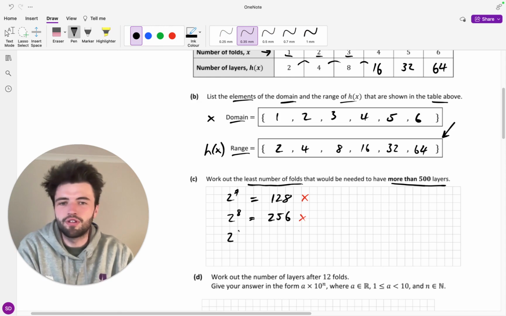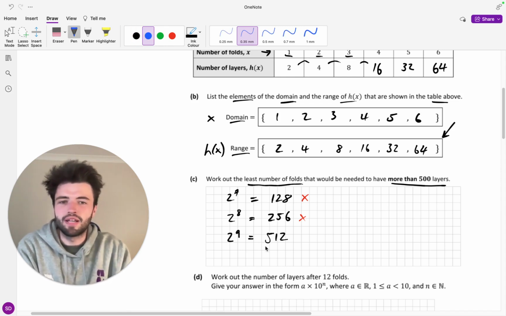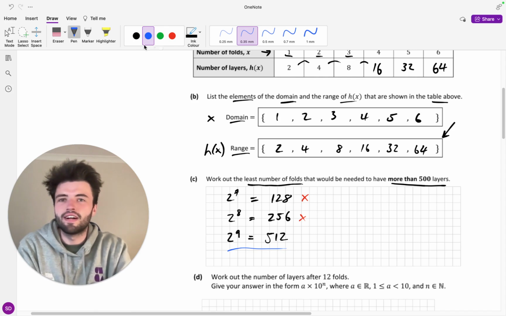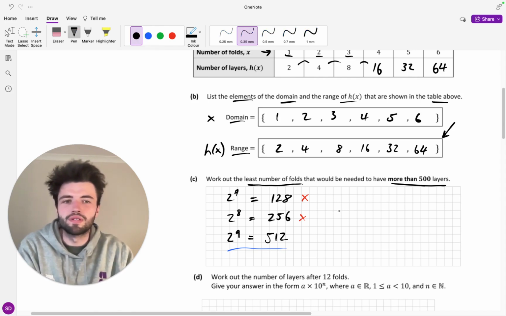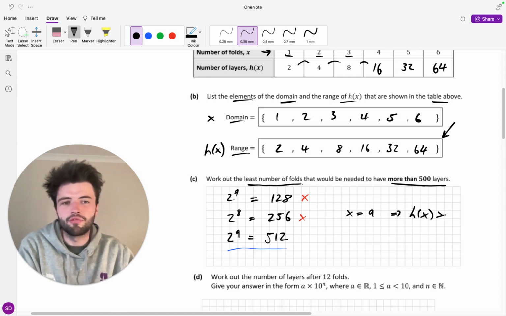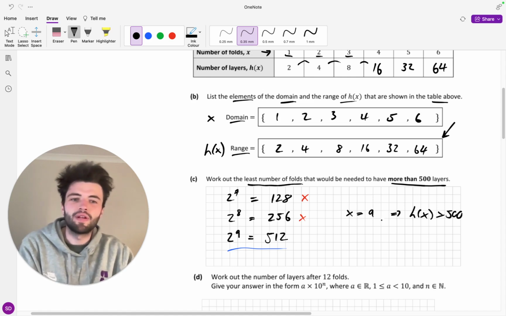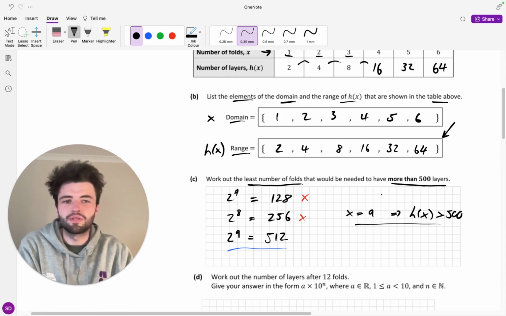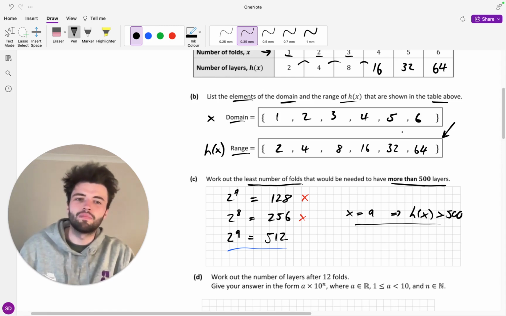But then for 2 to the power 9, we see that our answer is going to be 512. So this is the first place we saw a number bigger than 500. And so our answer here is that after 9 folds, or for x is equal to 9, we get that h of x is greater than 500. So this is the algebraic version of what we've done. And that's going to be something they're looking for here, is just for you to reference the fact that it's going to be 9 folds.